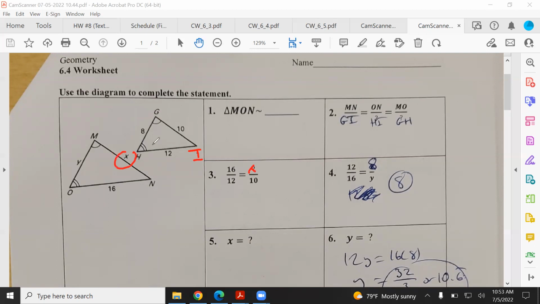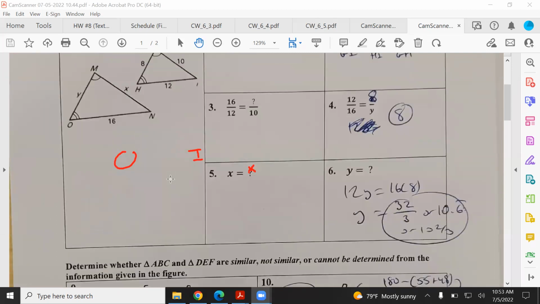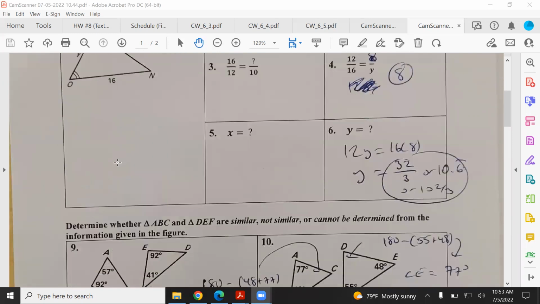And I guess number 5 is asking to solve for number 3. Number 6 is asking to solve for number 4. And if you solve it, you should get 32 over 3 or 10.6 repeating, or 10 2/3. If you want to do a mixed number, totally up to you. I don't care how you express it. Just make sure you get the relationship correct.